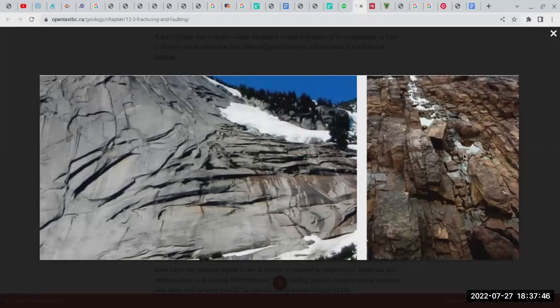Now, what I'm trying to do today is show you how to identify your faults, your fractures, your folds. Very, very important. So this is a fracture. And when I say fold, there are no folds here. So fractures, fractures, fractures. All right.